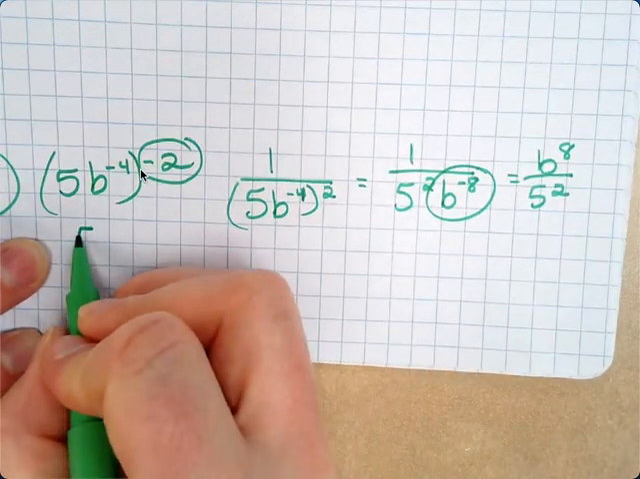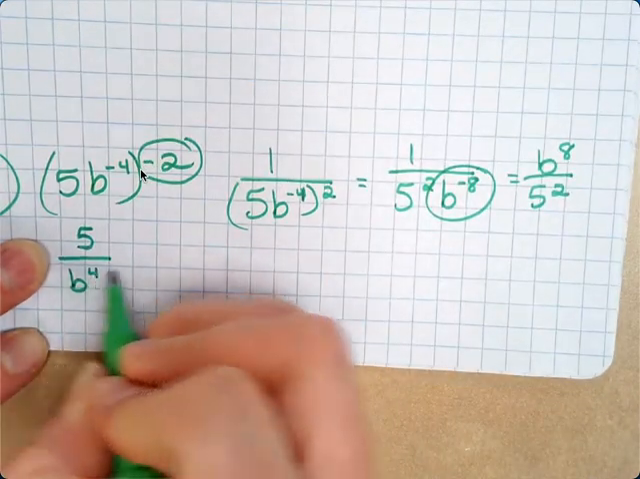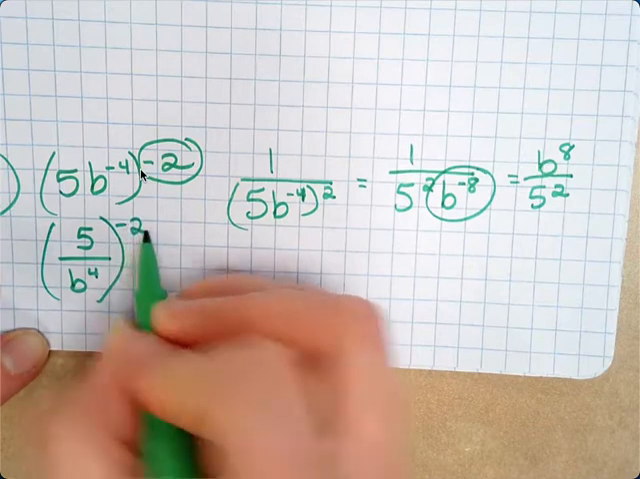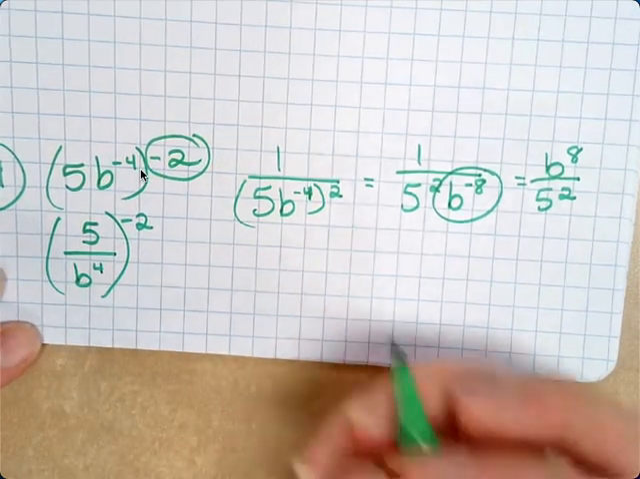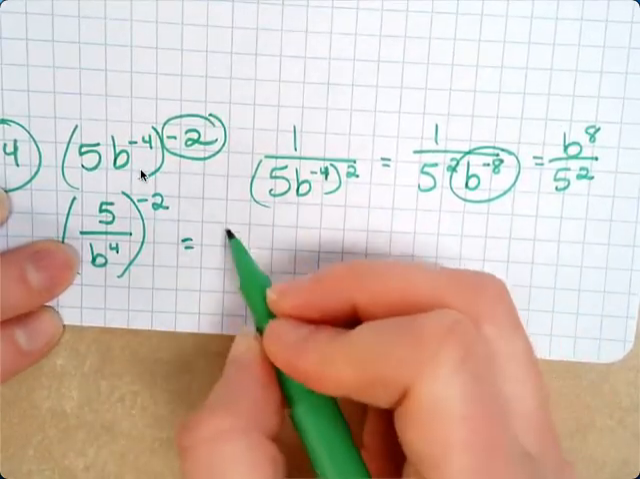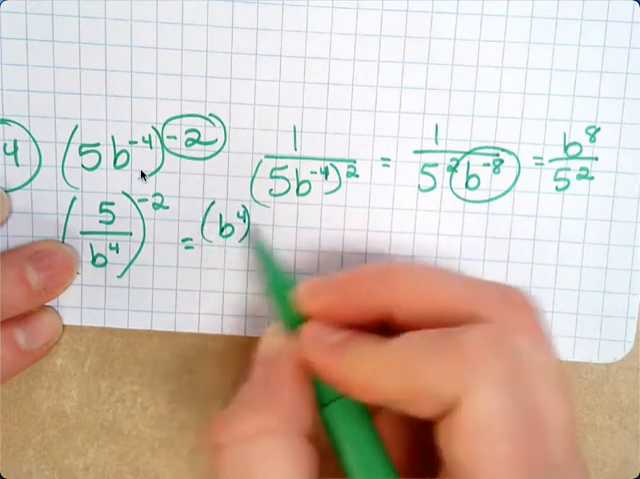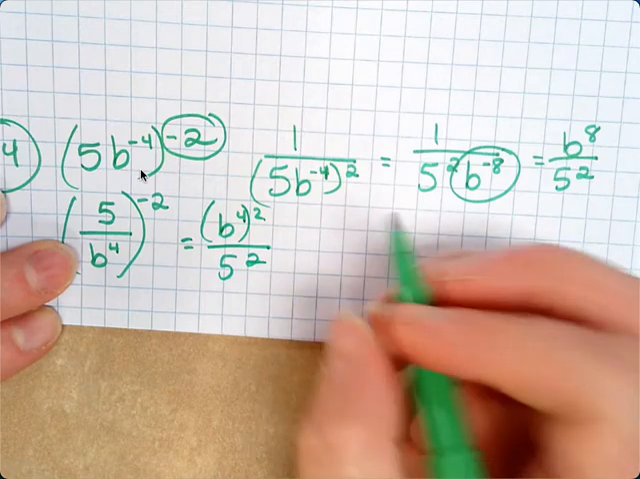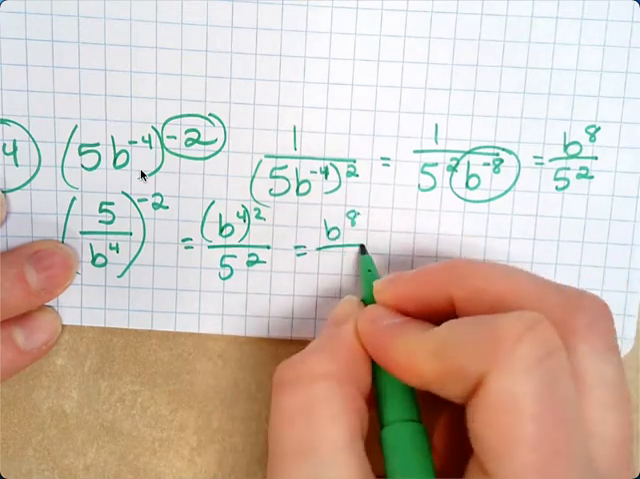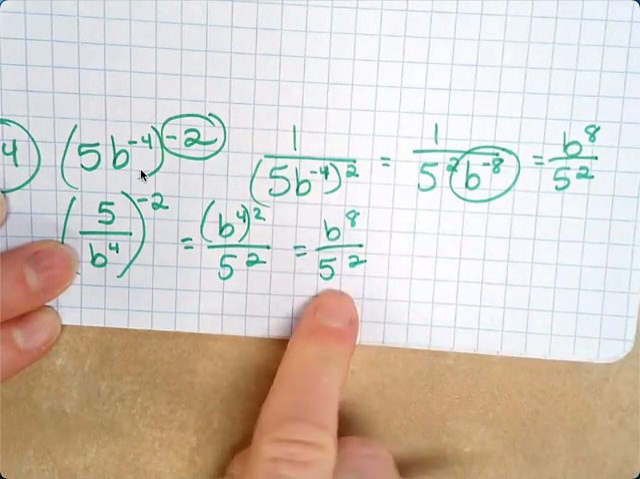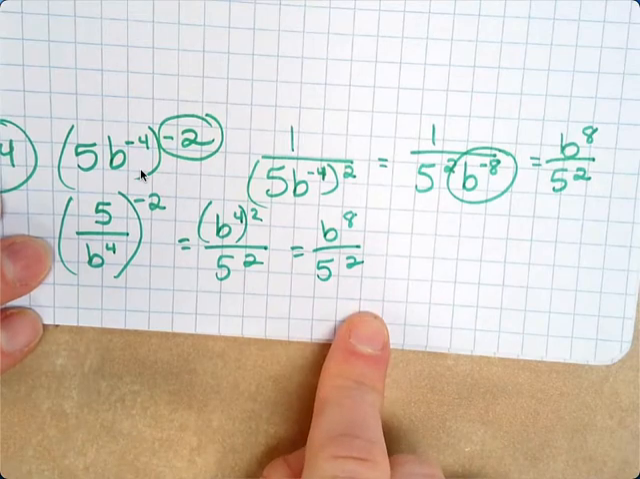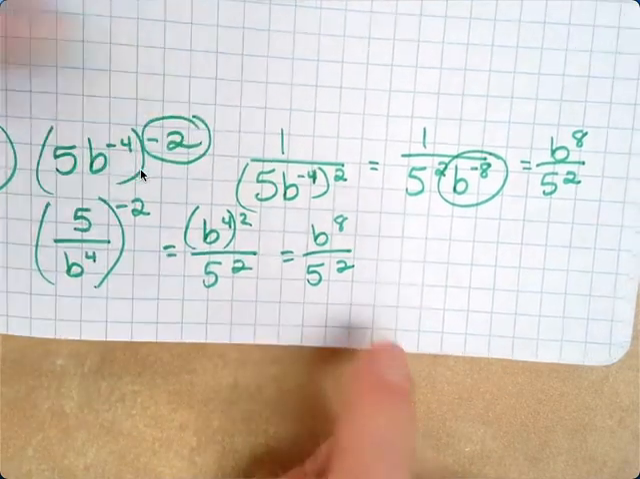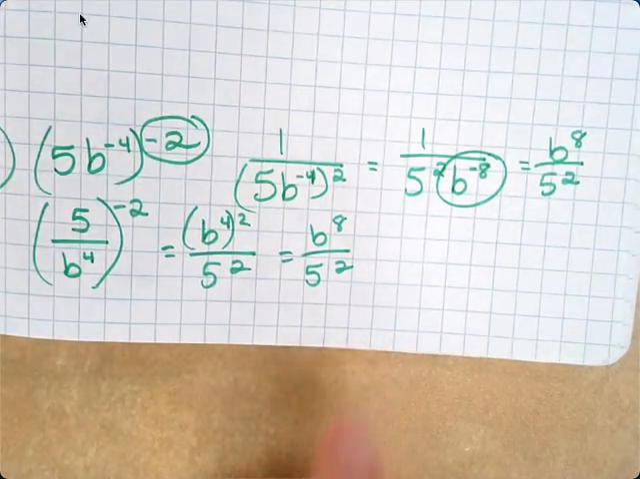We could have done 5 over b to the 4th, to the negative 2. And then you would do the reciprocal: b to the 4th squared over 5 squared, which is the same, b to the 8 over 5 squared. That one actually looks like an easier way, flipping it in the very beginning where we see that negative 2 exponent.